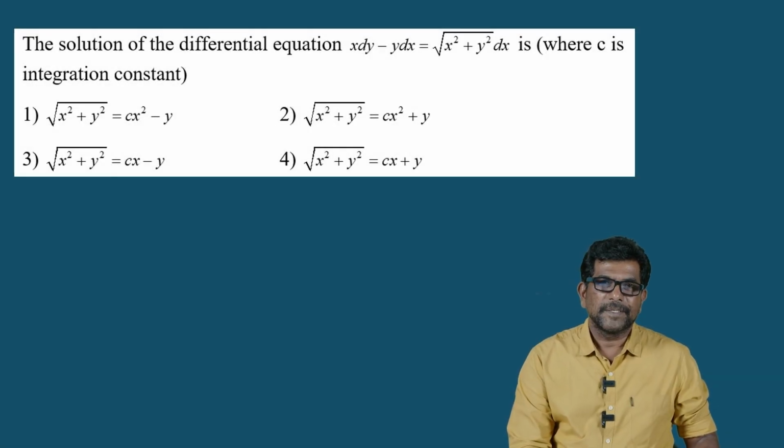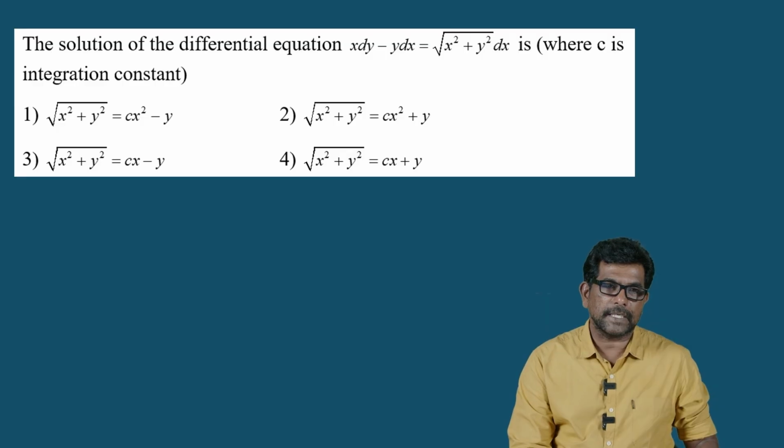Hi everyone. Today's morning first shift paper 1. Already 5 questions are completed. The sixth question is: the solution of the differential equation x dy minus y dx is equal to square root of x square plus y square dx, where c is the constant of integration.